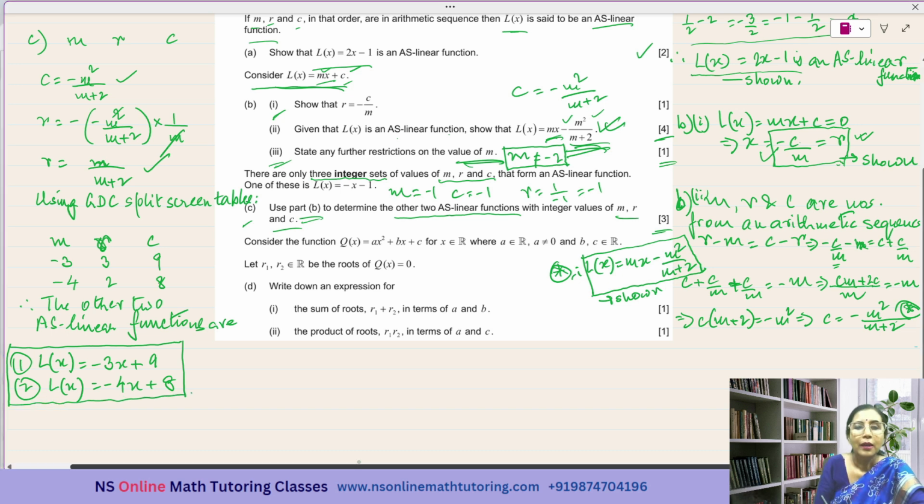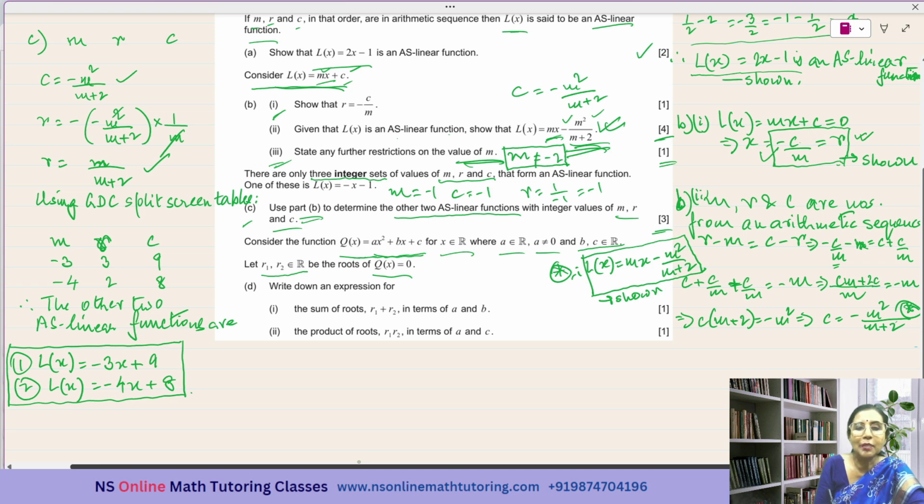Okay. Consider the function q of x equal to ax square plus bx plus c. Now this is a quadratic function. For x belonging to the set of real numbers, a belongs to the set of real numbers, a is not equal to 0, and b and c also belong to the set of real numbers. Let r1 and r2 belonging to the set of real numbers be the roots of q of x equal to 0. Part D's question is write down an expression for, it is containing two further parts.